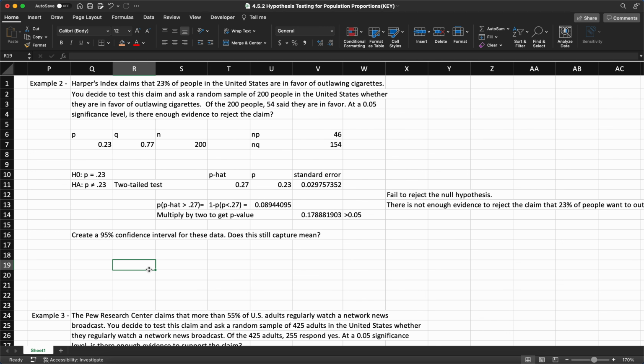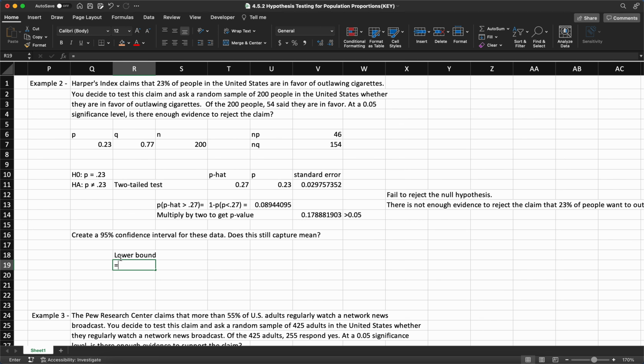So now, let's create a 95% confidence interval to just solidify the fact that we failed to reject the null hypothesis. I should expect to capture the historical p-value in my confidence interval for this problem. To find the lower bound, and this was a two-tailed test, so my 95% is going to be split. The extra 5% is going to be split between the lower tail and the upper tail.